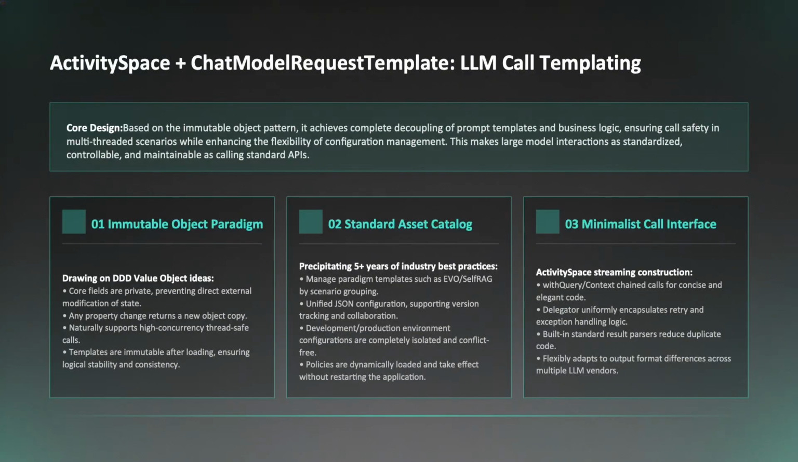Second, we've built a standardized asset catalog, accumulated over 5+ years of industry practice. Templates are grouped by business scenario, covering mainstream RAG paradigms, including Evo and SelfRAG. All templates use unified JSON configuration files, supporting Git version tracking and team collaborative editing. Development and production environment configurations are fully isolated, with zero conflict. Prompt strategy updates take effect dynamically, without restarting the application.